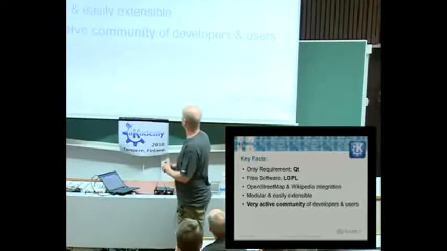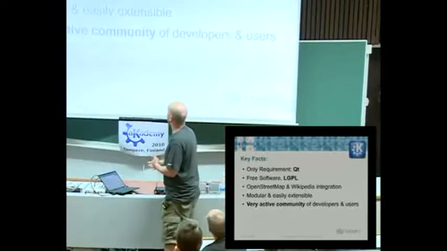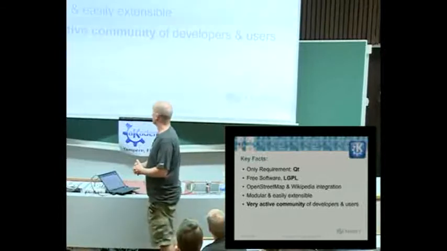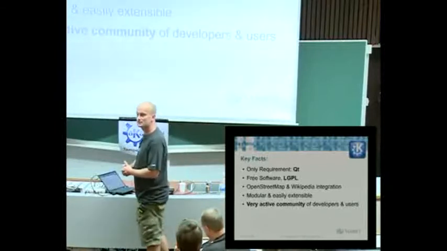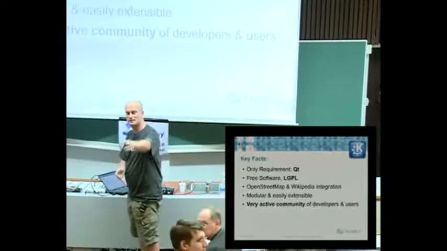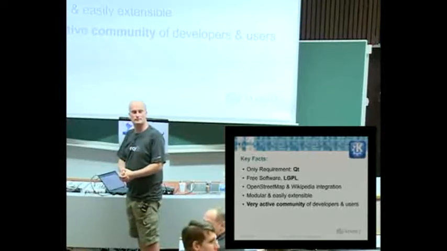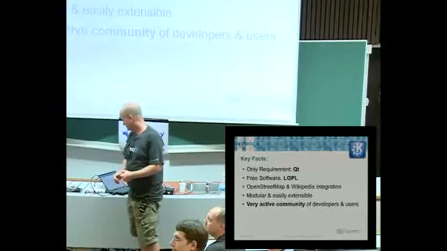And then we have, and it's free software, LGPL as I said. We have support for OpenStreetMap and Wikipedia. It's modular and easily extensible, and we have a very active community of developers and users. Some of them are sitting in here, like Bastian, for example, and Bernard. Anybody else? No, I think that's all. Okay.